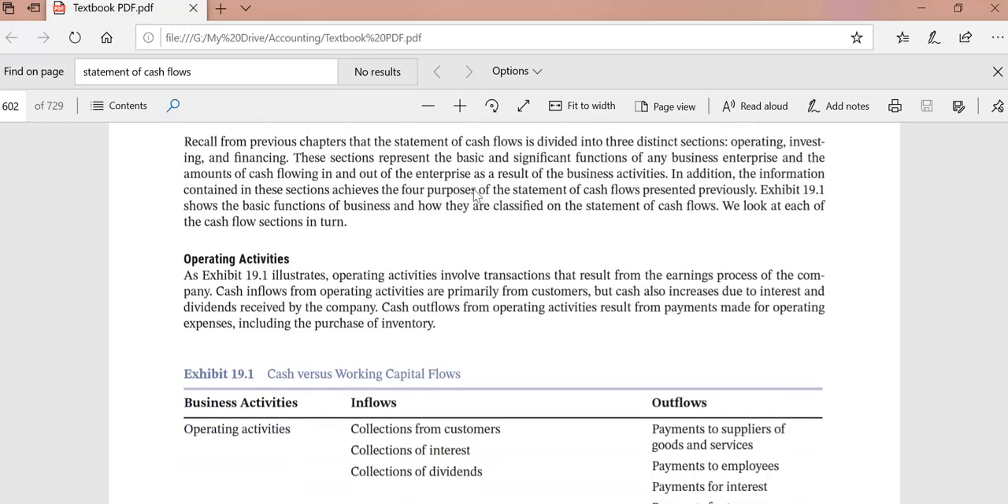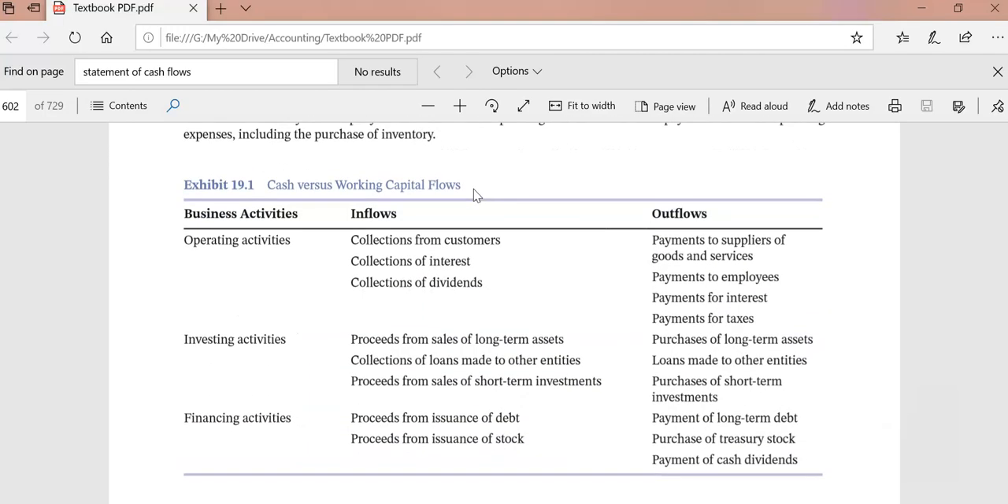All right, the next part of the chapter breaks down the different sections of the statement of cash flows. It's broken down into three things: operating, investing, and financing. If we look at this, in my first couple of years of teaching accounting, we walked through this chart.